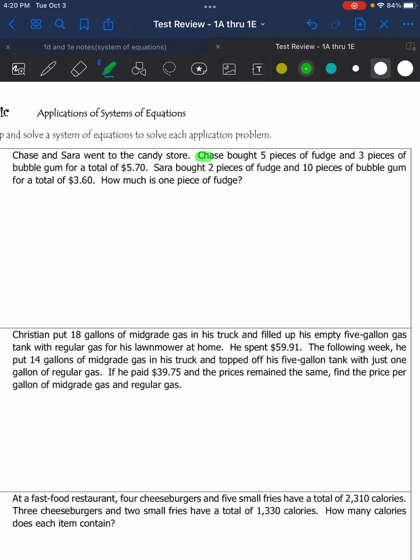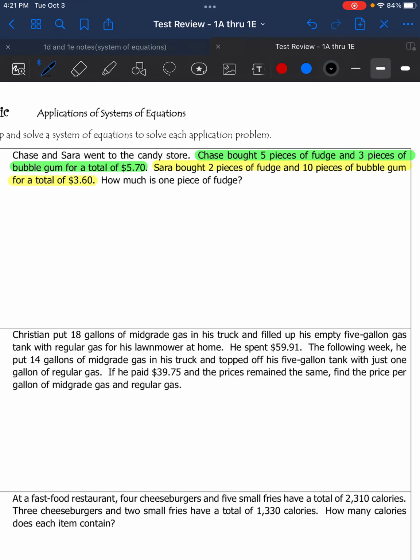So in class, I tell you guys a lot, there are 2 different scenarios that are going to be talked about. One of our scenarios is Chase, and the other one is Sarah. And if you're looking for what the variables are going to be, just look at the question. Well, how much is 1 piece of fudge? So that's part of it.